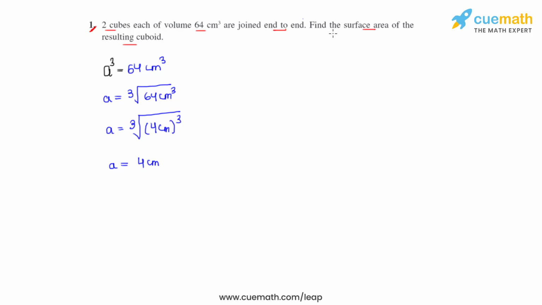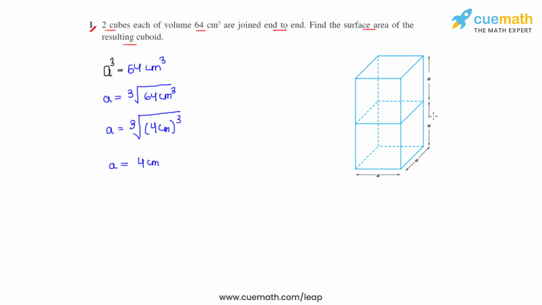Now the next part of the question says that we have to find the surface area of the resulting cuboid. To get the resulting cuboid, we'll have to join the two cubes end to end, and this is how it will look. In this figure we can see a cube whose side length is a, and another cube whose side length is a, joined end to end. The length of the resulting cuboid is a, the breadth is also a, but the height is 2 times a. So we can write height equals 2a.